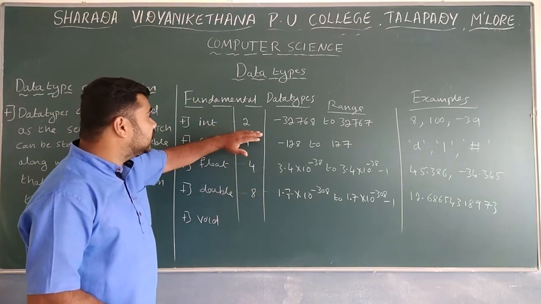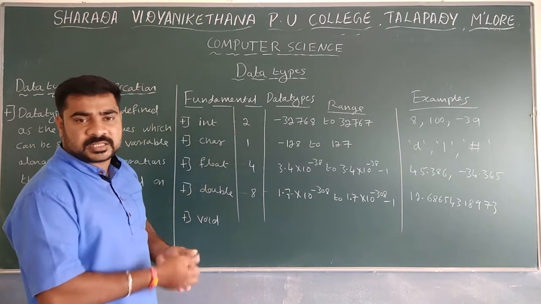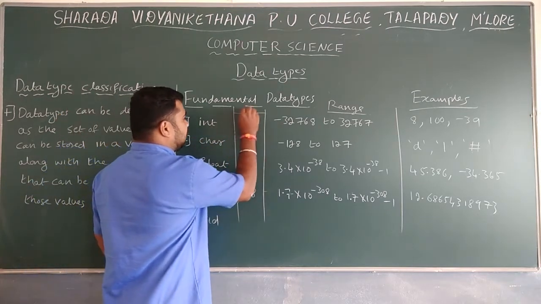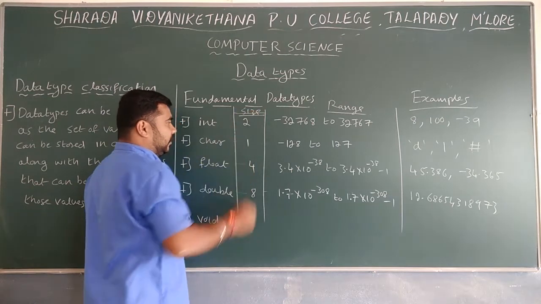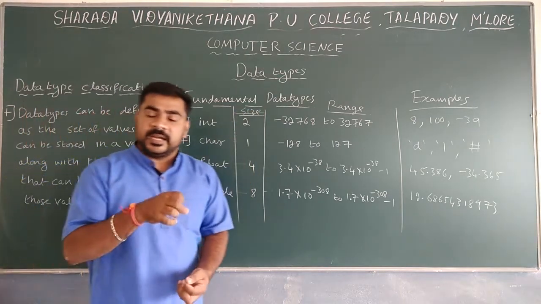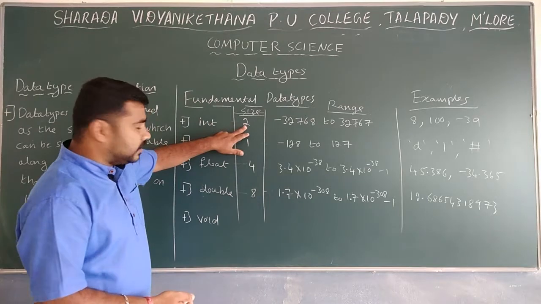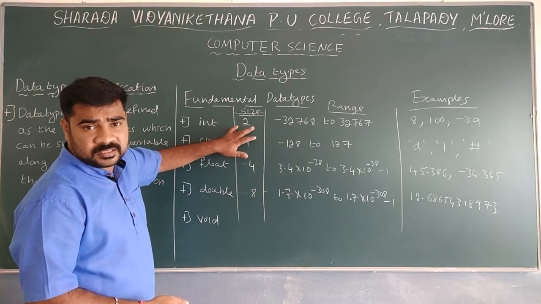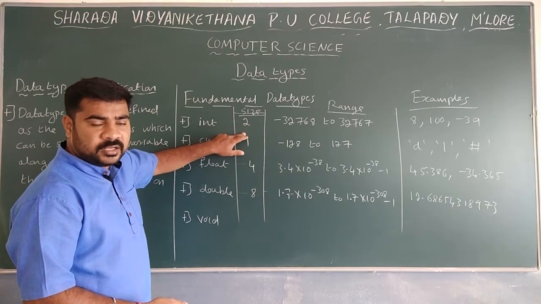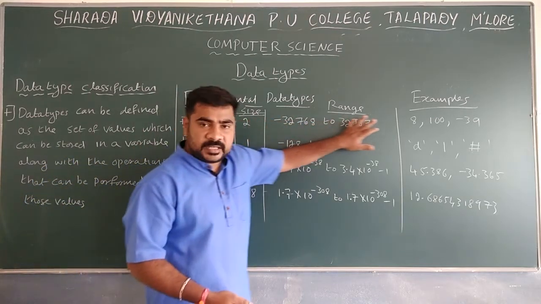Then after that, this is the total size of an integer value. What is the size? Or it is the bits or size, you can say. Size of the particular integer will be 2 bytes. Remember, it's not 2 bits, it's 2 bytes. So 2 bytes of data can be stored. So this is the integer data type.